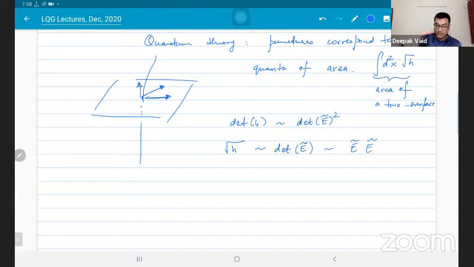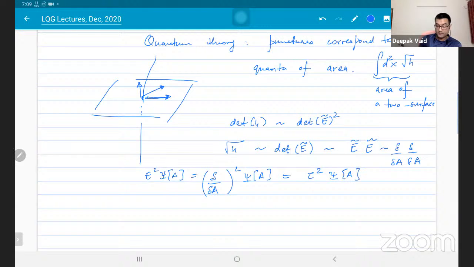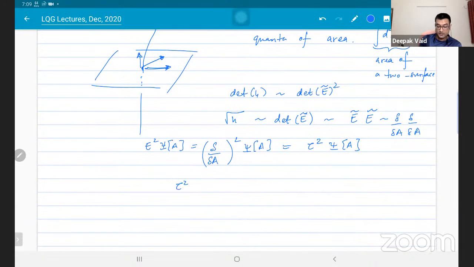These two copies of E, when I go to the quantum theory, can be written as two derivations with respect to the connection. When you take this E squared and act on the states, again, I haven't defined those states yet, but I will, on these graph states or cylindrical states, what you find is that you get something like tau squared psi, where tau squared is the Casimir of SU(2).